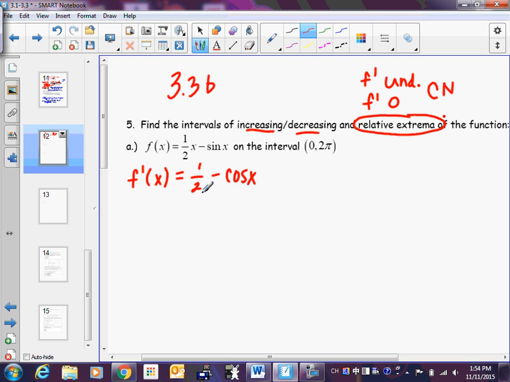We've already practiced finding critical numbers, but I think we need to practice it a little bit more. So f prime is 1/2 minus cosine x. Where is that undefined? Nowhere. Why? Because you can take cosine of anything you want. So we're going to skip to the 0 part. 0 equals 1/2 minus cosine x. And now what? We could add cosine x to make this a little easier, and you've got to figure out cosine of what equals 1/2.